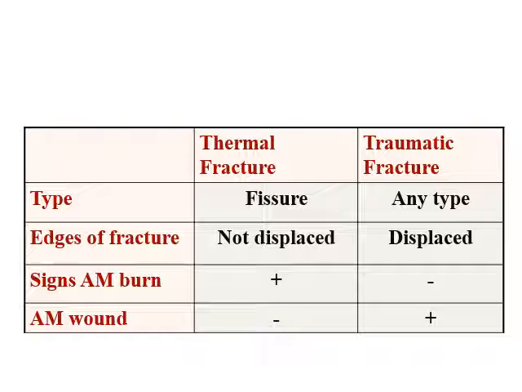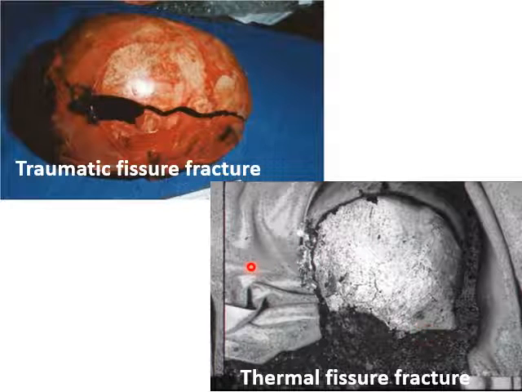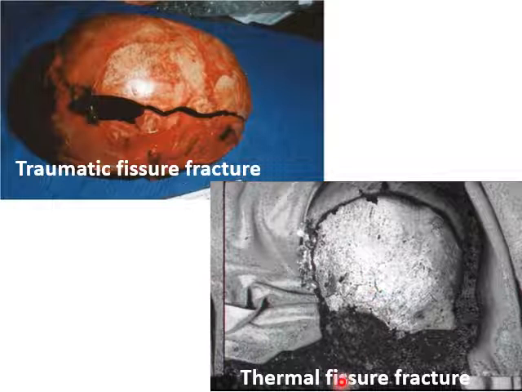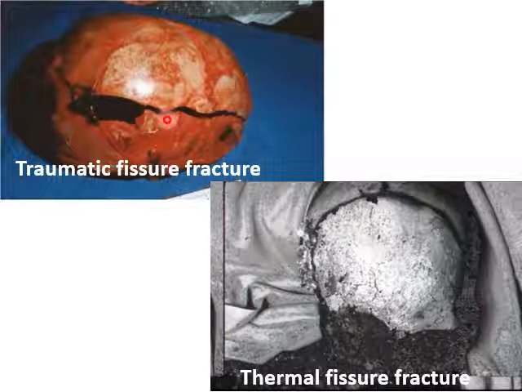About antemortem wound, you can find in traumatic fracture an antemortem wound over the scalp, over the fracture. He was hit, so he has a wound in his scalp and also a fracture in his skull. So this is the difference about the two edges of the fracture. Here they are displaced, you can see a distance, but here no, it is not displaced. This is a thermal fissure fracture, and this is a traumatic fissure fracture.